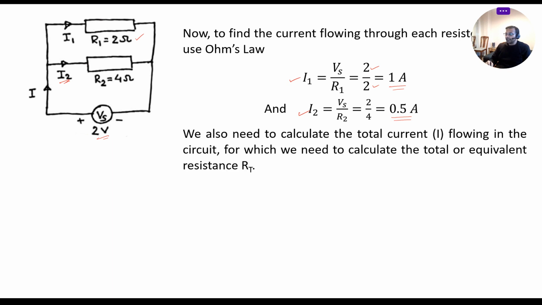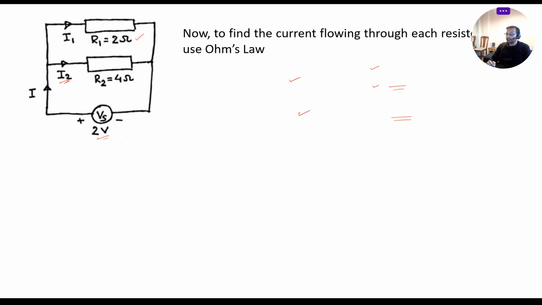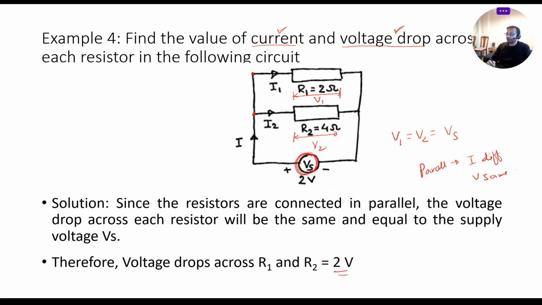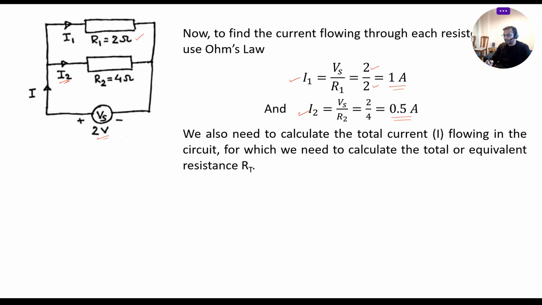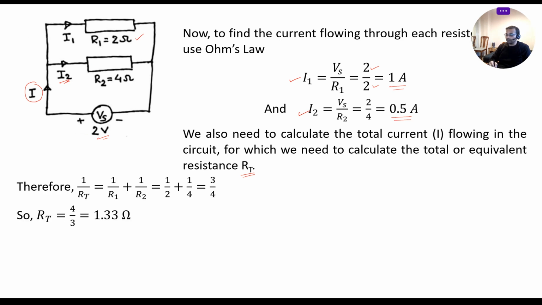Now we also need to calculate the total current flowing in the circuit. Although it was not asked in the question, let's try and calculate the total current flowing in the circuit. Okay. So to find this total current, we need to calculate the total or equivalent resistance, RT. So let's use the formula which we have seen.